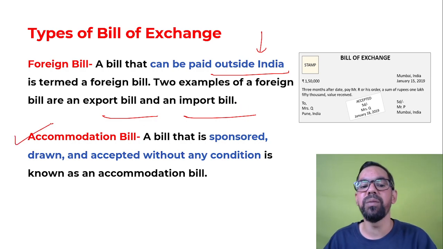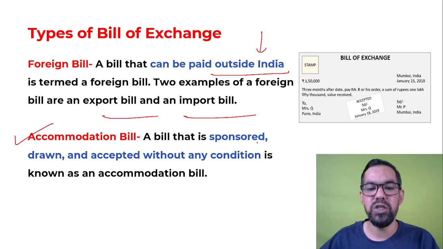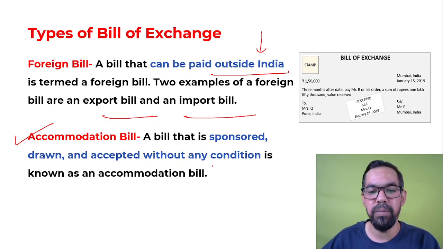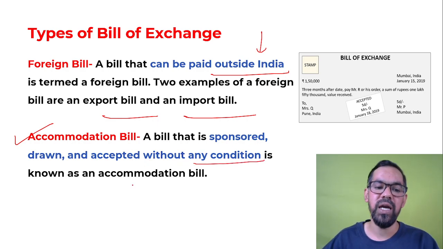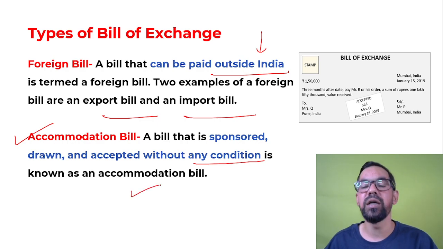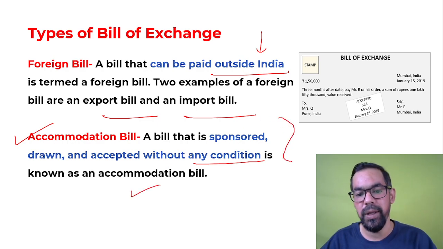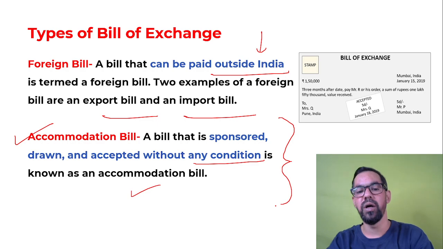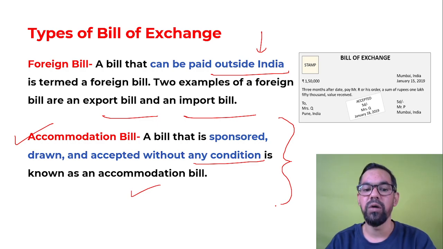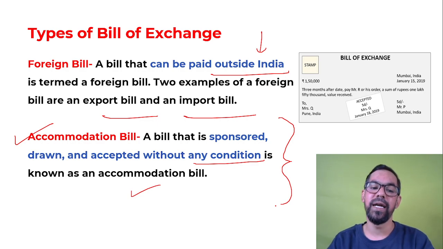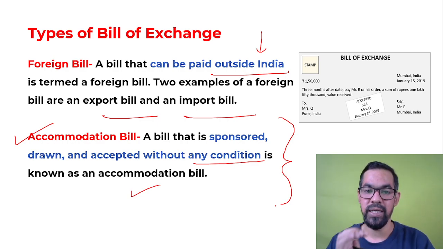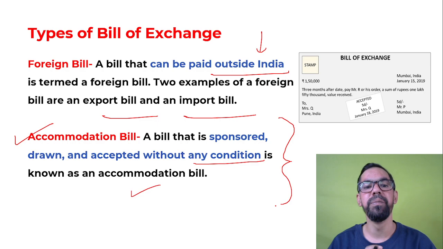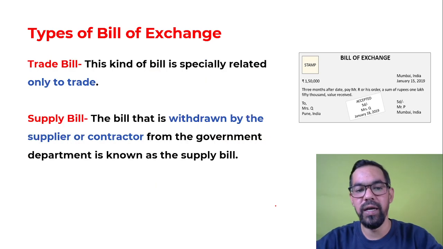Next one, accommodation bill. A bill that is sponsored, drawn and accepted without any condition is known as an accommodation bill. So if the bill is sponsored, drawn or accepted without any condition, that is known as an accommodation bill. I hope you get this particular thing.